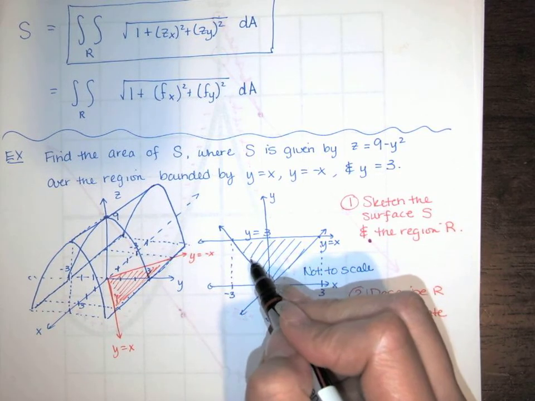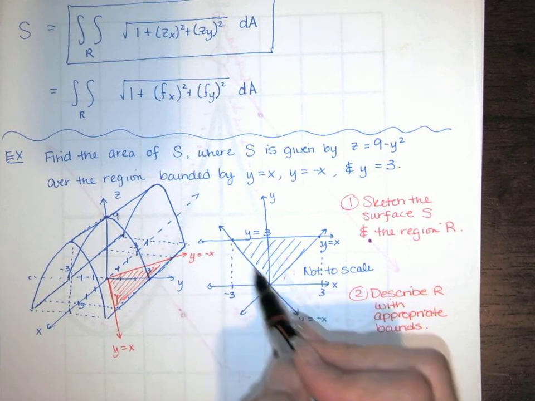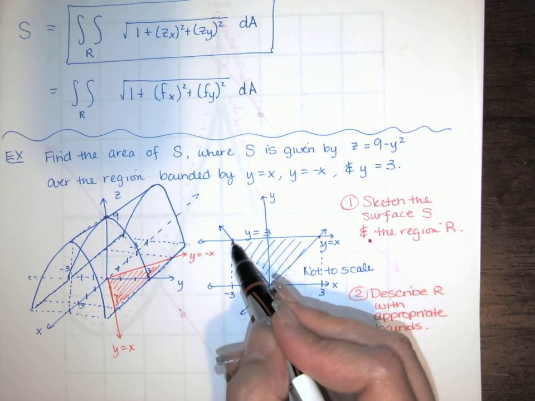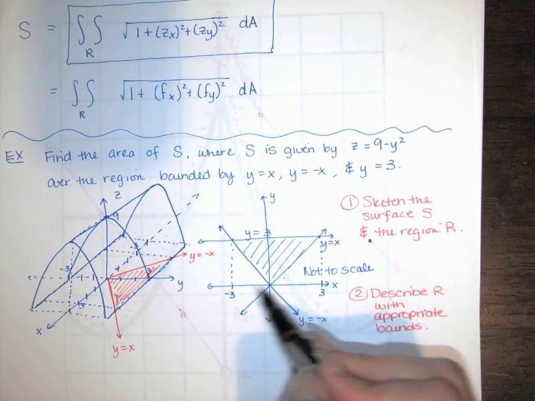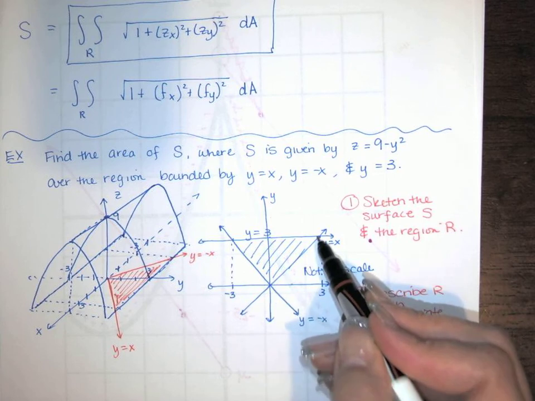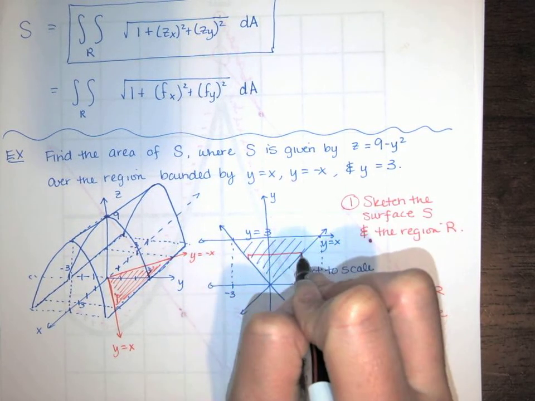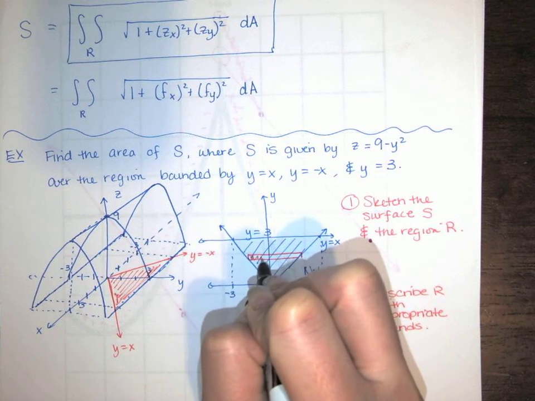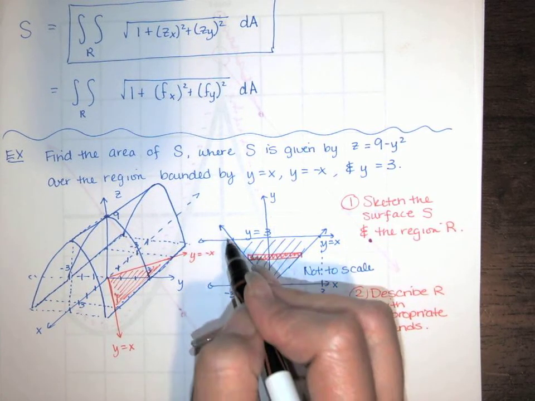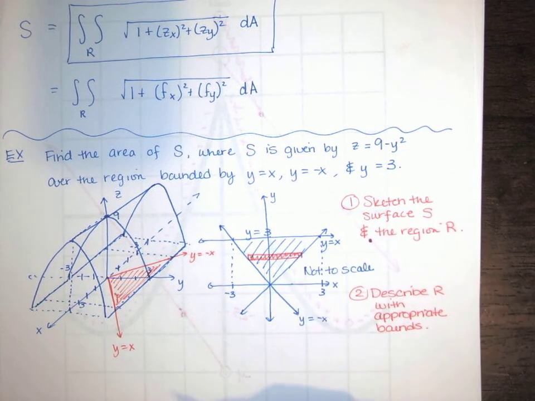Now we could let y go from a function to a function, but then we'd have to change. The bottom function would switch at x equals 0. So the bottom function would be negative x from negative 3 to 0, and then the bottom function would be positive x from 0 to 3. So we don't want to do that. It's easier if we think of our rectangles, think of our region sort of this way. Think of x as going from this function to this function, and y going from a constant to a constant.